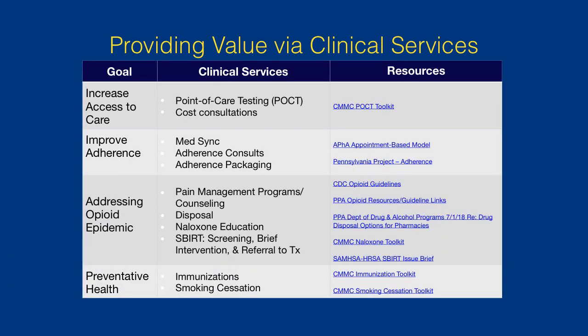You can get into point of care testing, where you're testing things such as strep throat, doing disease screenings. You can get into adherence, MedSync. You may want to address the opioid epidemic. You may look at pain management programs, dispensing of naloxone. You can get into preventative health, offering immunizations or smoking cessation. So all of these services are ways to build revenue.